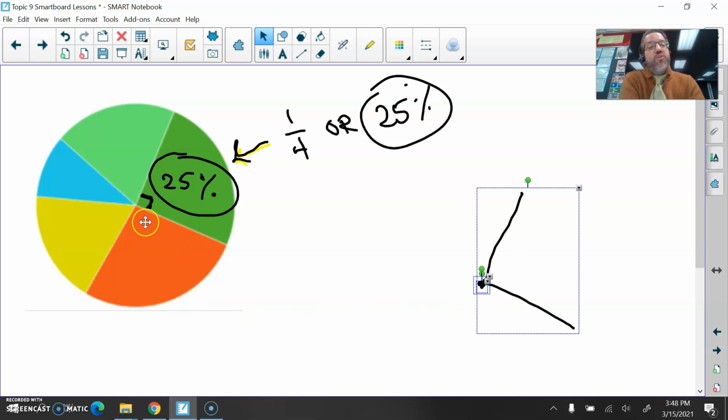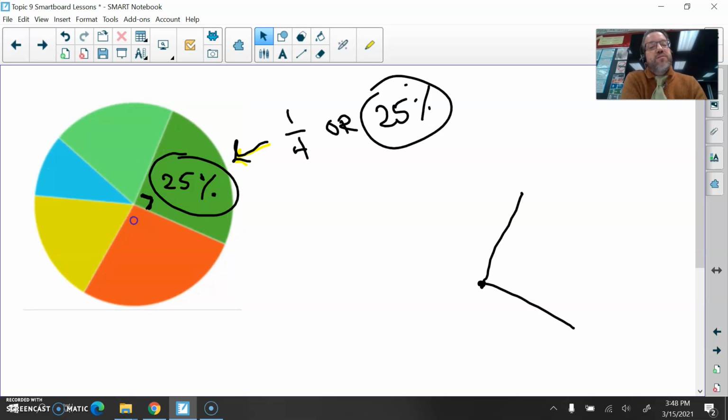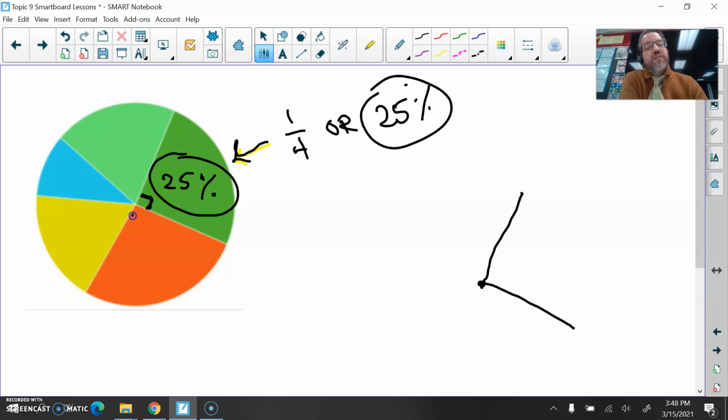You know what? This orange section also appears to be very close to being a right angle. So this is close to 25% also, isn't it? That's actually a little bit over half of the graph, these two sections together. I mean, this line isn't perfectly straight, but we're just estimating.